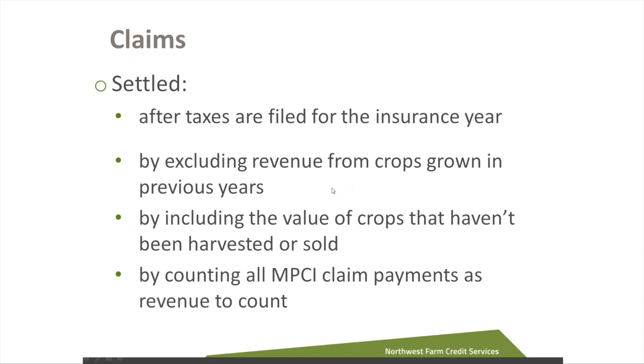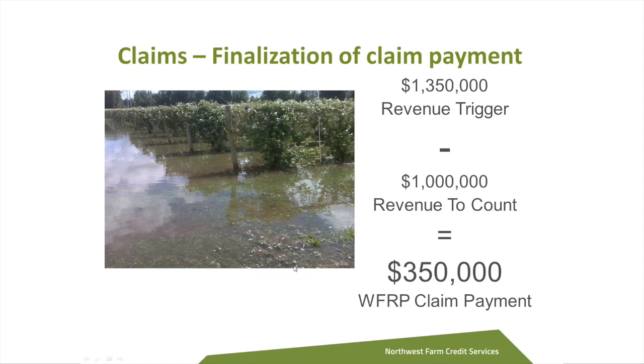Any revenue that you receive from crops that were grown in prior years that you've carried over into this tax year, they'll exclude that revenue. But at the back end, any crops that you are carrying forward into the next tax year, they'll add back in. So in financial terms, we're taking it from a cash basis to an accrual basis to settle a claim. You need to also count if you have any individual multi-peril policies on crops; any claim payments that you receive on that will also count as revenue to account.